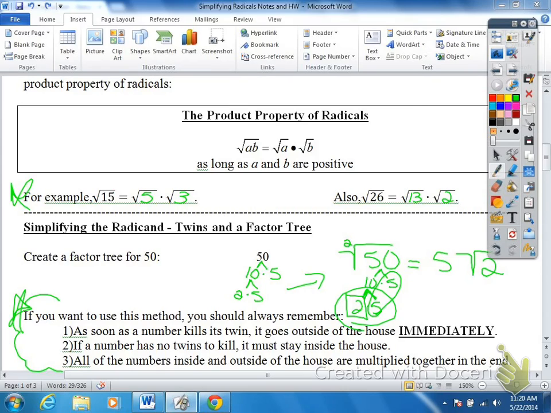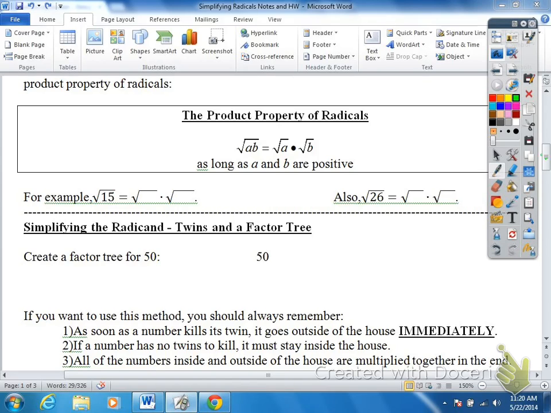So in other words, if you have more than one set of twins and you take those to the outside, they get multiplied together. If you have more than one number left over to go back inside the house, underneath the square root, then they also get multiplied to go back in. And I'll demonstrate that here in just a second. Let's move down to the next part.